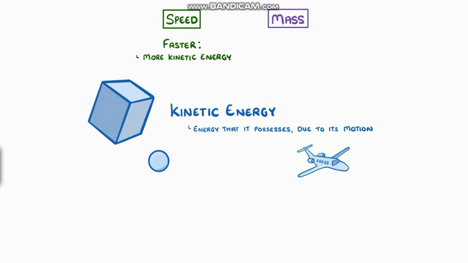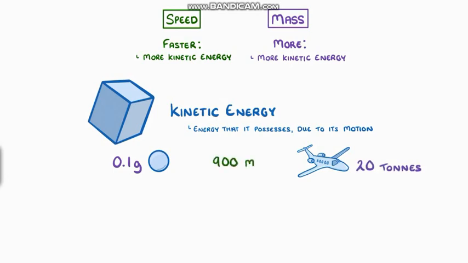Meanwhile, for mass, as long as everything else is kept equal, for example, the objects have the same speed, then the more mass an object has, the more kinetic energy it will have. So if our particle weighed 0.1 grams, but our plane weighed 20 tons, and both of them were travelling at 900 meters per second, the plane would have much more kinetic energy, because it has a much larger mass, but the speeds are the same.